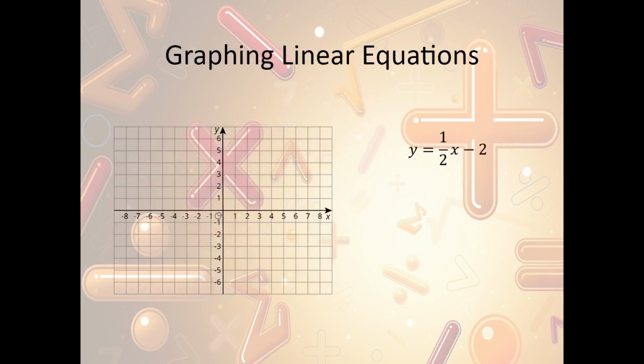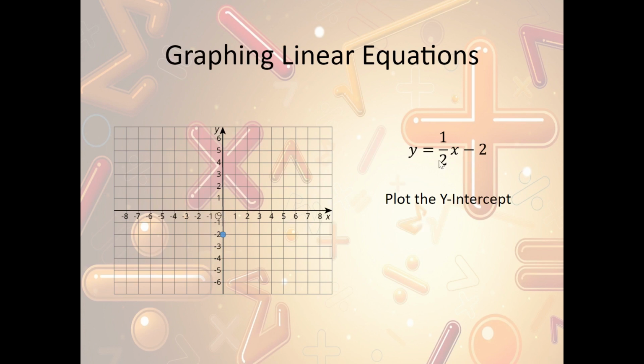Now let's take a look at how we graph linear equations before we get into inequalities. When we graph a linear equation, the first thing we do is pick out the slope and the y-intercept, and we're going to graph those points. So we plot the y-intercept, which in this case is -2, so I'm going to go down 2 and plot my point.